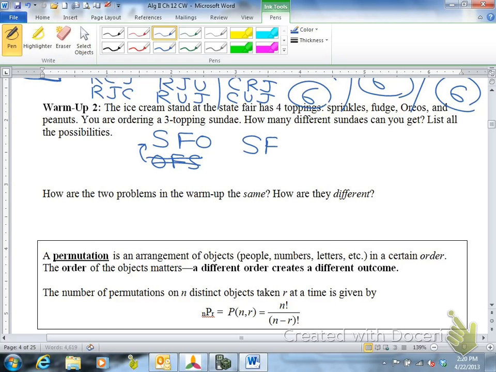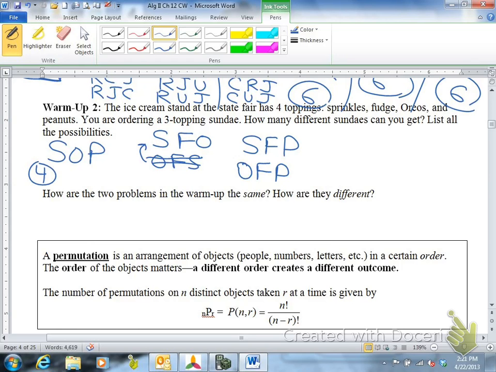Sprinkle, Oreo, fudge, peanut. Oreo, fudge, peanut. What's fudge? Fudge is melted chocolate. And sprinkles, Oreo, peanut. Any others? I think that's all. So you have 4 options.